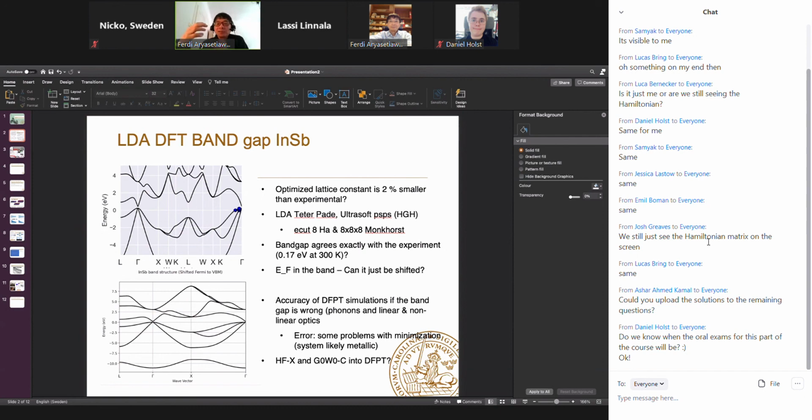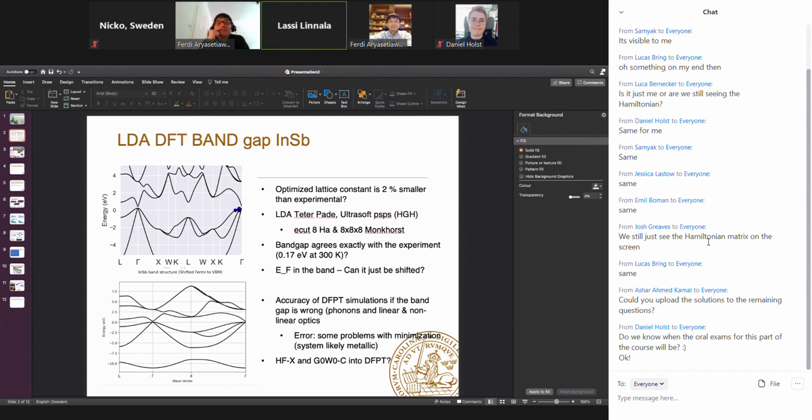It tends to underestimate the bond length, so that carries over to the solid. And if you use GGA, it tends to overestimate. So that's a common problem. So it's not that my optimization is somehow wrong. No, I don't think so.